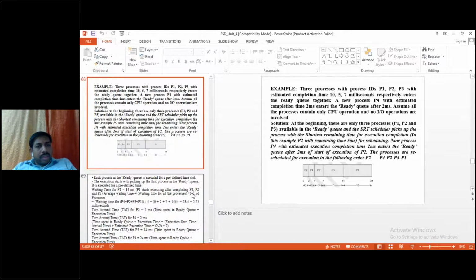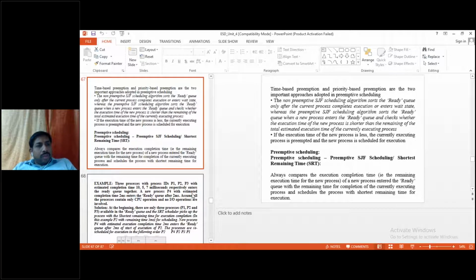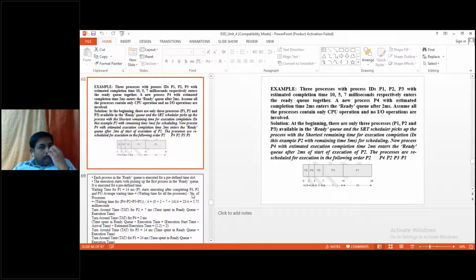And next we'll see the preemptive scheduling. What is preemptive scheduling? Each task or process will be given a specific time slot based upon the priority or the time. And if you see the example, in this example, there are three processes: P1 whose completion requires 10 milliseconds, P2 requires 5 milliseconds, P3 requires 7 milliseconds, and one more process P4 is entering into the ready queue with 2 milliseconds.